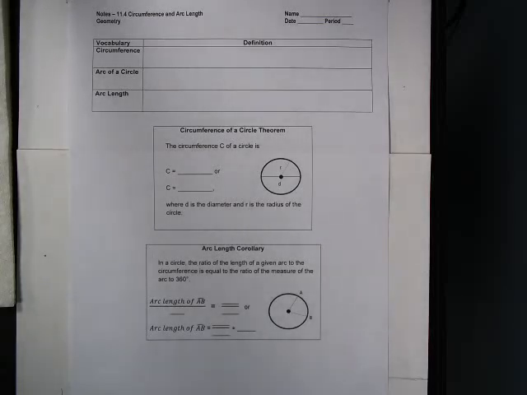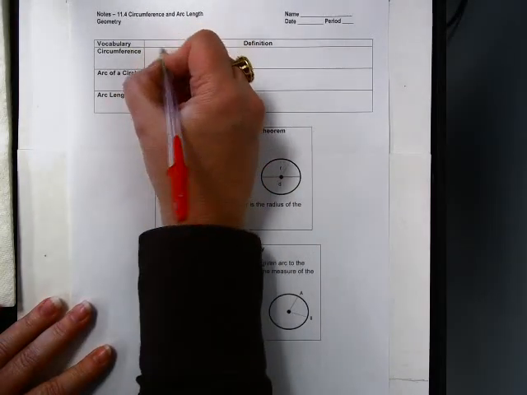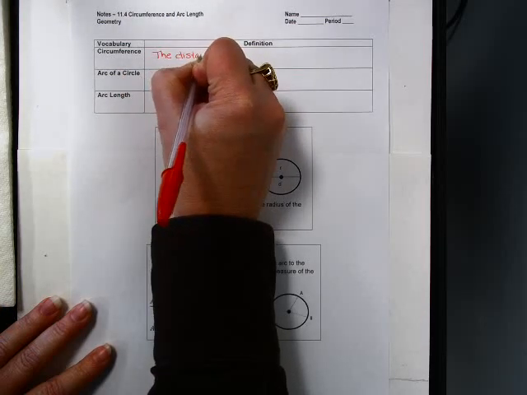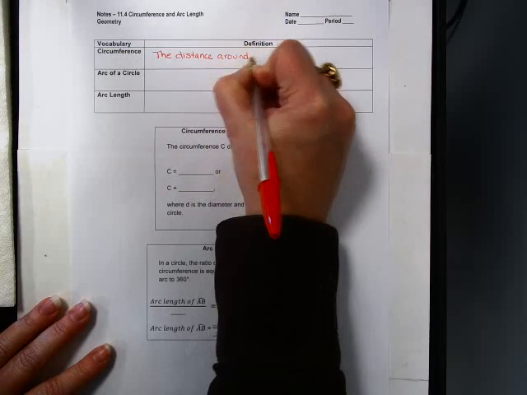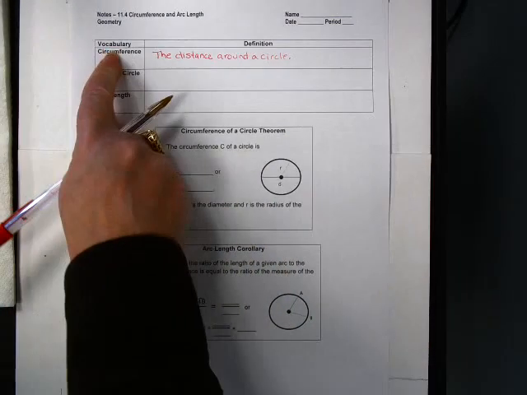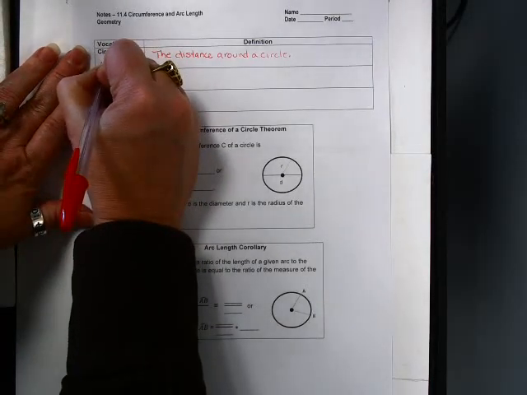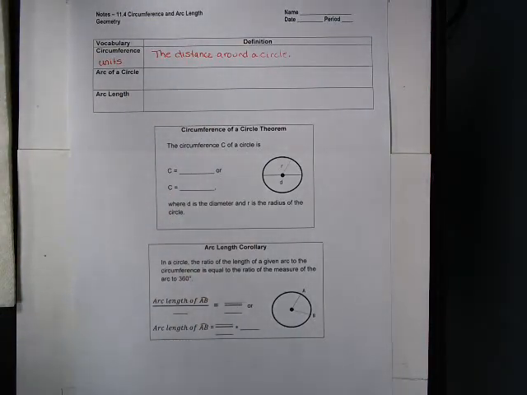Okay, first of all, let's just remember what is the definition of circumference. We've always defined that, since way back, as the distance around a circle. And remember that circumference, we don't measure that in degrees, that's measured in units. Not units squared, because that's area, just plain units like inches, feet, yards.